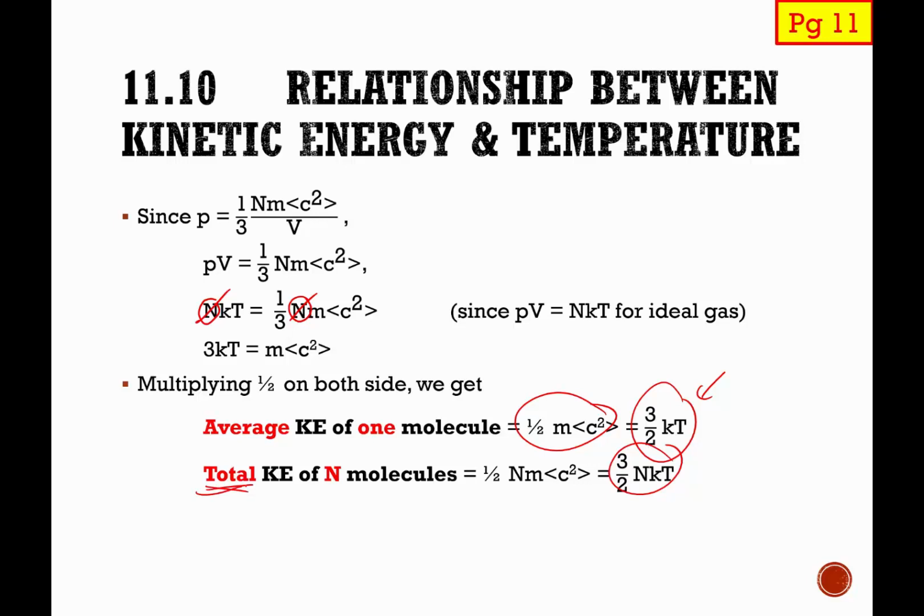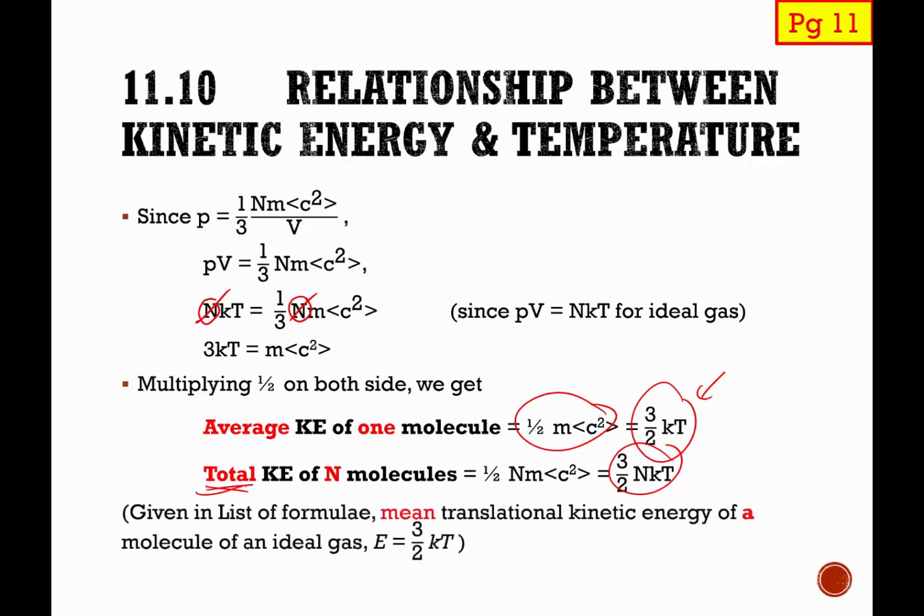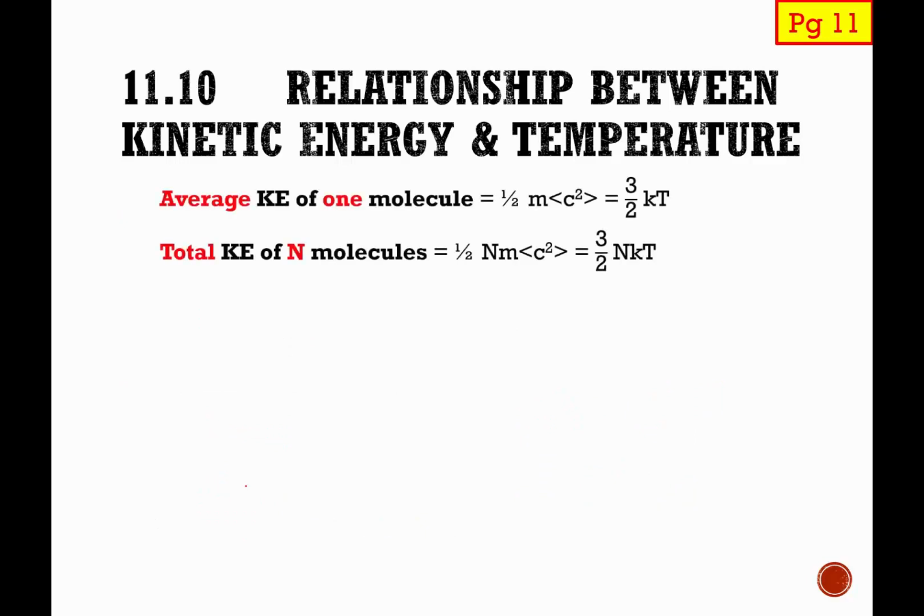At the same time, you should be aware that the energy, KE equals to 3 over 2 kT, is actually a formula that is given in the list of formulae. It is listed under mean translational KE of a molecule of an ideal gas, E equals to 3 over 2 kT. So now moving on, once again, average KE per molecule is equal to 3 over 2 kT. Total KE of N molecules is equal to 3 over 2 NkT.